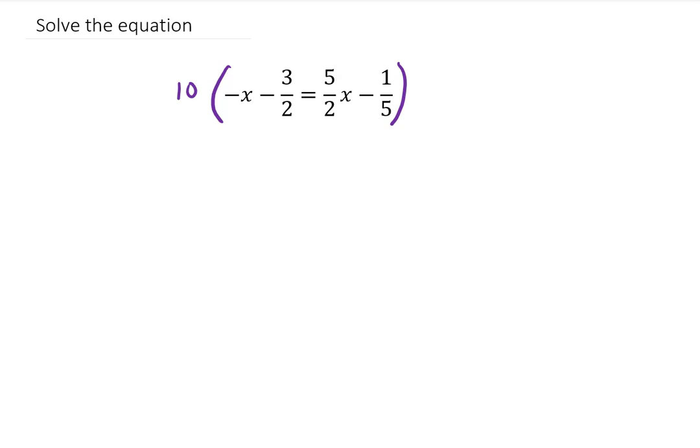So I'm just going to put parentheses around the entire thing, and then I'm going to draw in some arrows so I can guide this here. I'm going to go there, and then there, and then there, and then there.